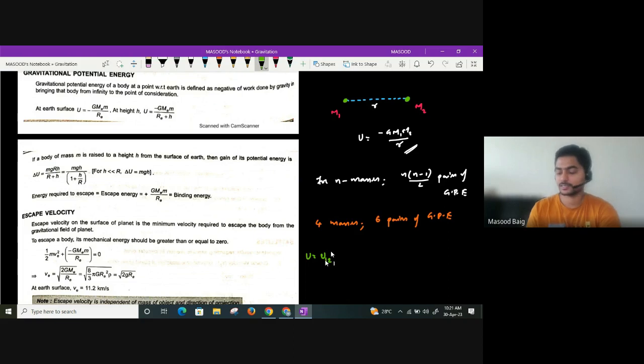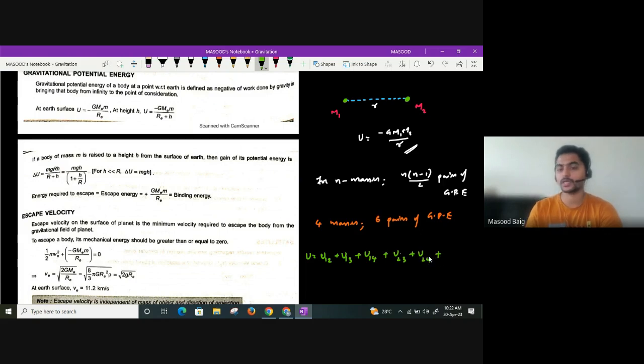If there are four masses, you are going to have six pairs of gravitational potential energy. If I take the first mass, what are the pairs associated with it? One cannot form a pair with itself, right? One can form a pair with two, with three, and with four. These are the pairs associated with the first mass. Now, two can form a pair with one, but that effect is already considered in one, so two will not take it. Can two form a pair with itself? No, guys. Two can form a pair with three, and two can form a pair with four.